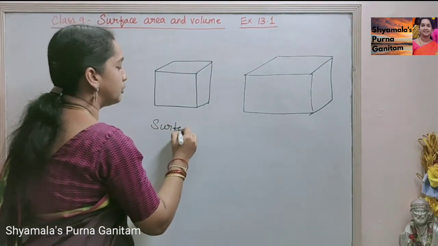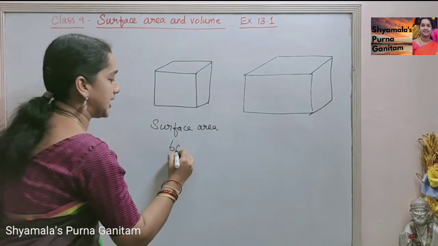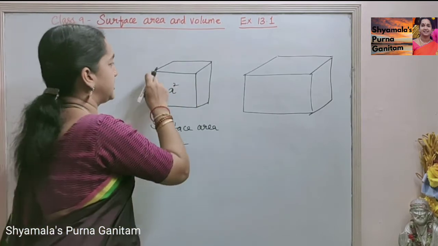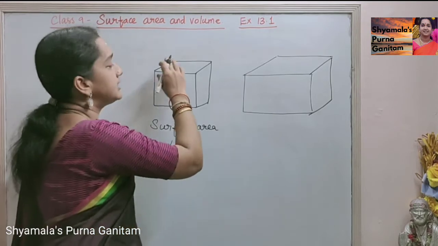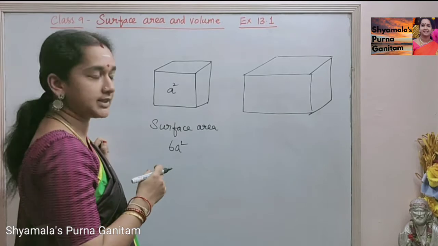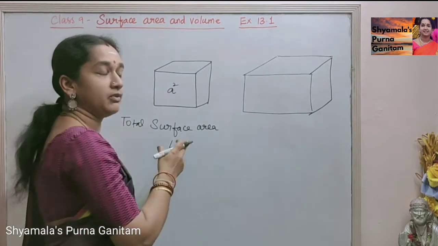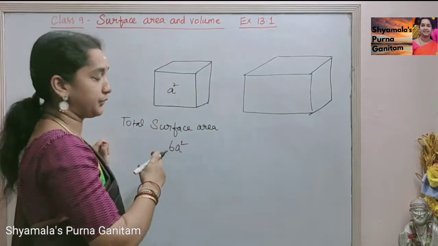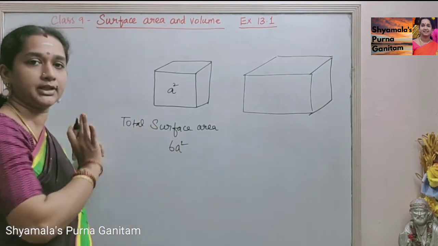So the surface area of a cube is 6a squared. Here we are having a square, that is, the area of one face is a square. Like this, 6 faces we will have. When we add all the surfaces, that is the total surface area. When you add all these surfaces, you will get 6a square. That is the TSA of the cube.